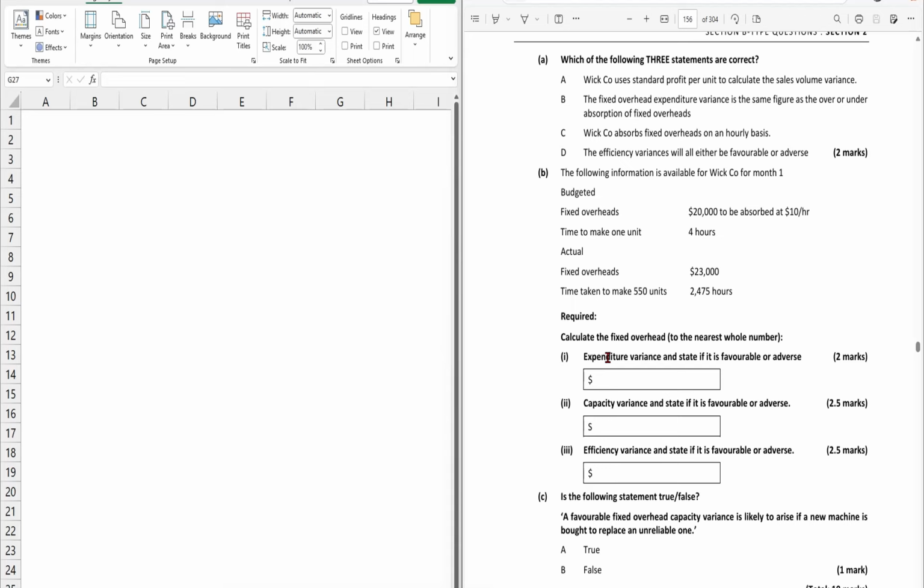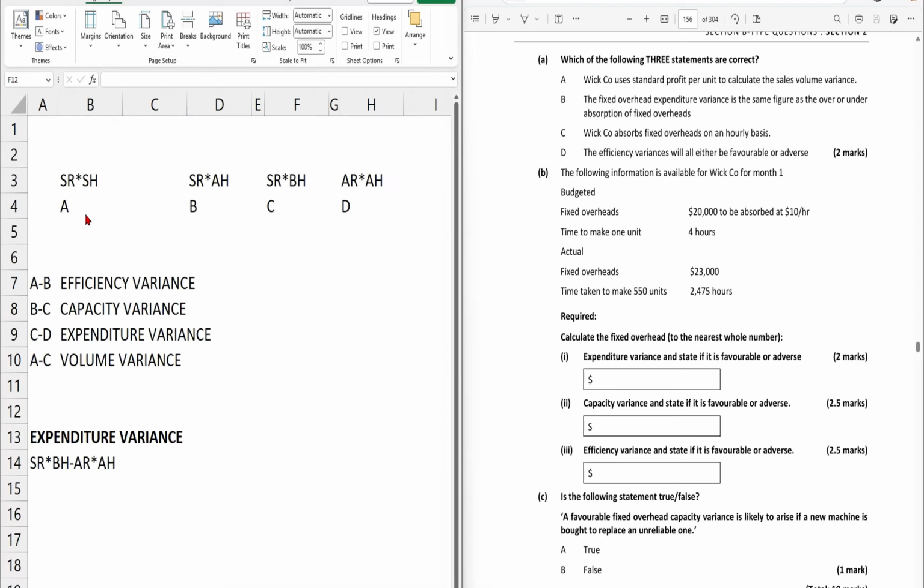And how to calculate this kind of variance? Just remember the formula. Remember the chart which I have drawn and the link to remember the formula. Let me show you one more time. See, you need to write down SR 3 times, SR, SR, SR, and in the last just write down AR. Then multiply the first SR with SH, then AH, then BH, and then AH. It's quite easy. 3 times SR, in the last just write down AR, then multiply first SR with SH, then AH, then BH, then AH.